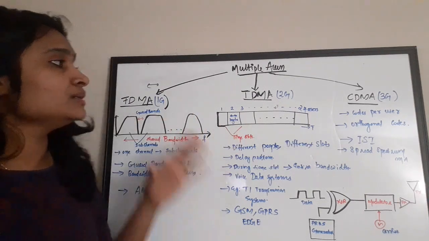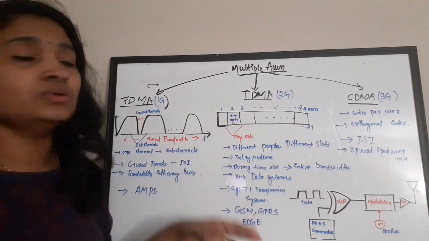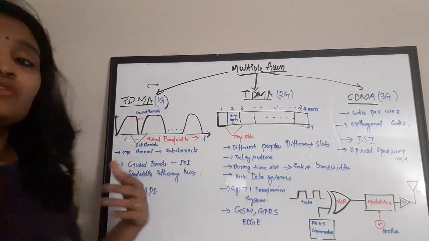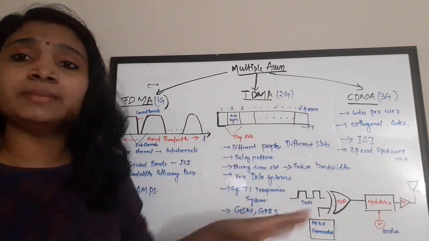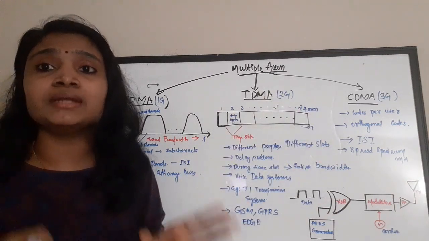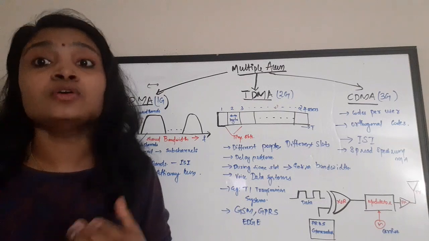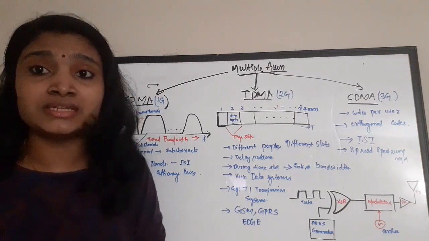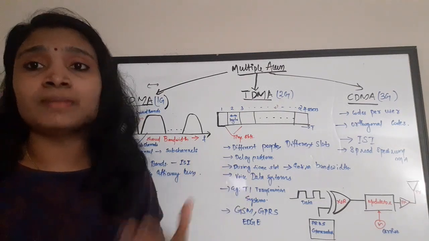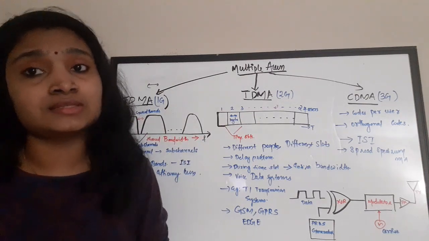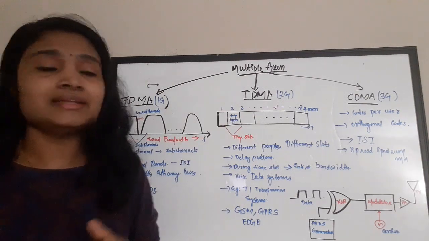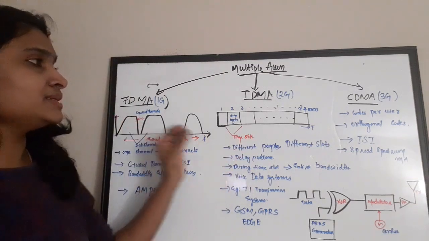Okay, so I really hope that these concepts are clear to you. That is, in FDMA, frequency is shared. In TDMA, time is shared. In CDMA, each user is having a separate identifying code. That is why it is called code division multiple access. And this CDMA is used in all the 3G systems. Okay, so that was a brief about FDMA, TDMA, and CDMA.